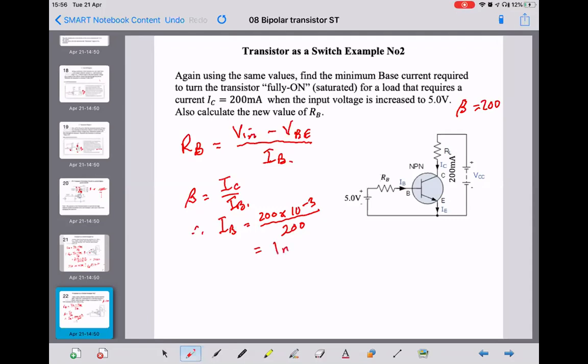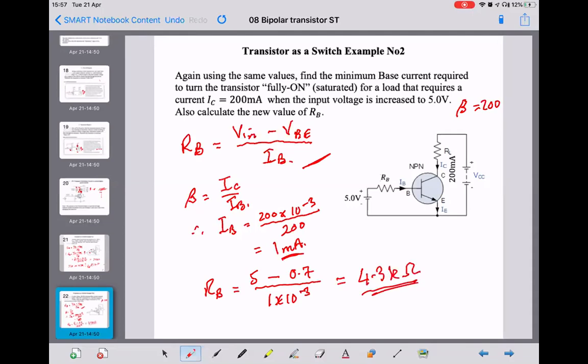Equals 1 milliamp. So now we've got that, we can plug that into this formula up here. So the value of RB is V in, 5, minus 0.7, all divided by 1 times 10 to the minus 3. That's 4,300. Yeah, 4.3 kilo ohms. But that is an exact preferred value, so you would use that.